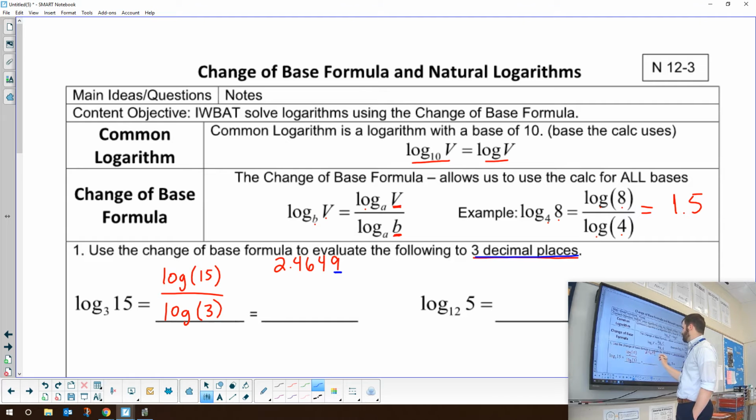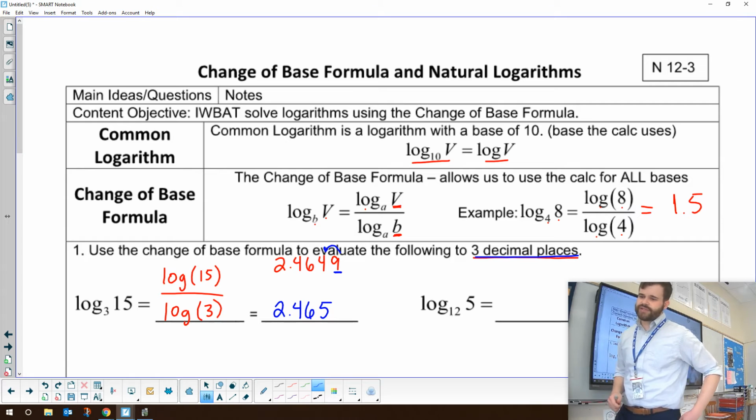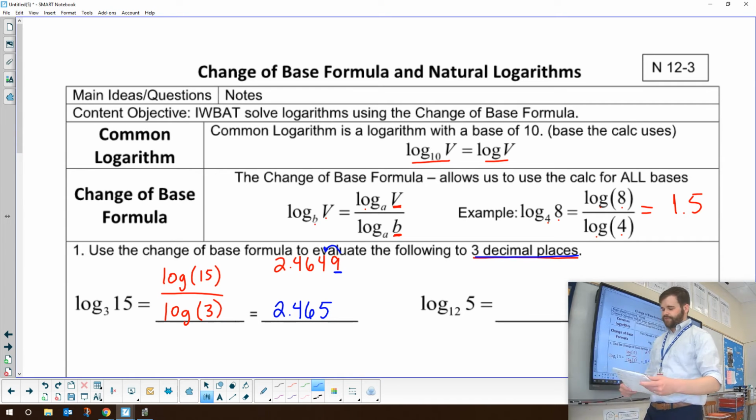If this digit is 5 or above, we're going to round up the number before it. If it's 4 or below, that number is just going to stay the same. So our answer is going to round to 2.465. And there is our answer for this first one.